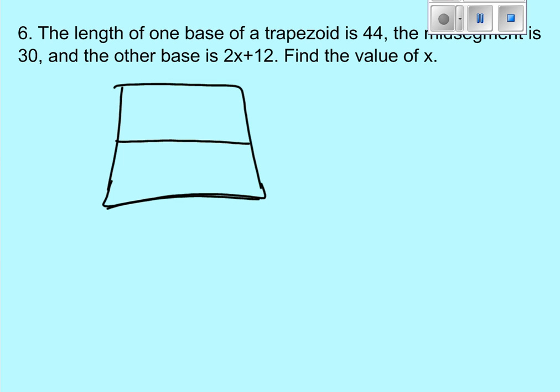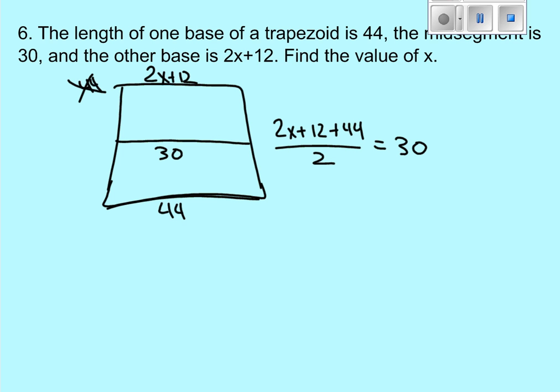So let's do this. They don't really tell us which base is the top and which base is the bottom. So theoretically, you could have, well, no, they kind of do, because if this is 30, there's no way this can be 44, because that's got to be smaller. So that's got to be 44. So 2x plus 12 is the top base. All right, so now we got to get a little clever here. So 2x plus 12 plus 44 divided by 2 equals 30.